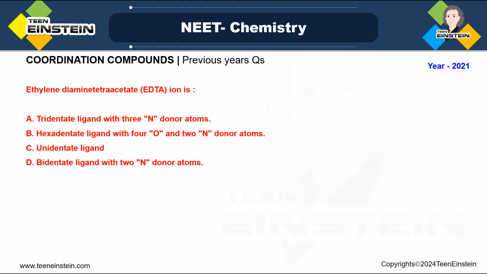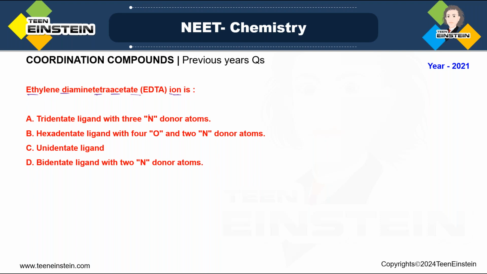Ethylene diamine tetraacetate, in short, we write it as EDTA. Now there is some information related to this ligand. Basically, the ethylene diamine tetraacetate ion is mentioned. The ion is formed from the acid itself. We will see the structure of the acid, then the structure of the ion, and you will be able to understand how many donor atoms are there and what is the nature of the donor atoms.